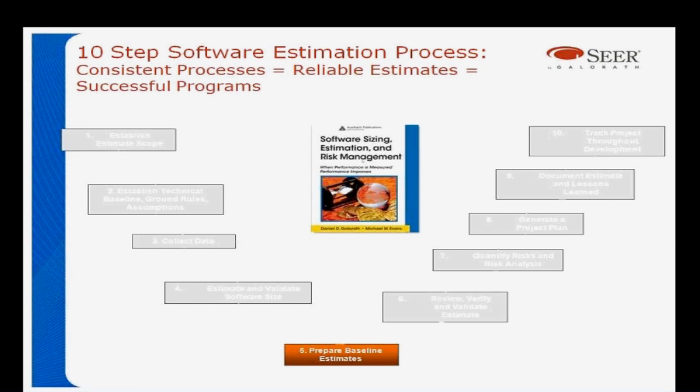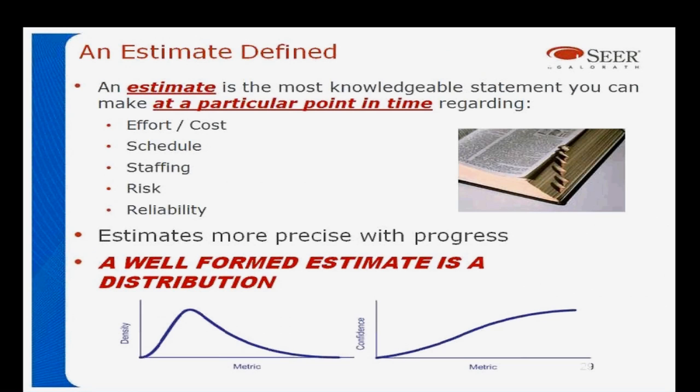Step 5, preparing baseline estimates. I described an estimate a minute ago. An estimate is the most knowledgeable statement you can make at a particular point in time regarding effort, schedule, staffing, risk, and reliability. And a complete estimate includes not just the estimate, but the range of probabilities. There's a 70% probability this will take X time, for example.